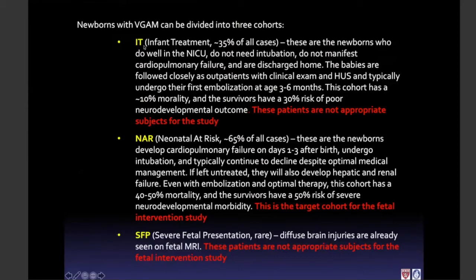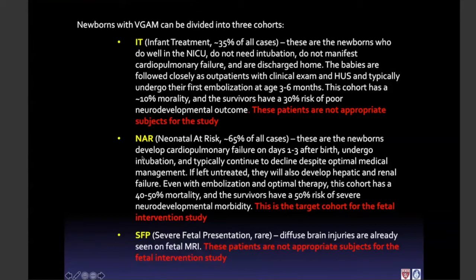On the other hand, at the top of the slide, the infant treatment cohort, that's about 1/3 of all cases who make it through the neonatal period to elective treatment as infants. As I said, they have a very low mortality of about 10%. There is a 30% chance of having a poor outcome in the survivors, but still that's not severe enough for a fetal intervention as a novel project.